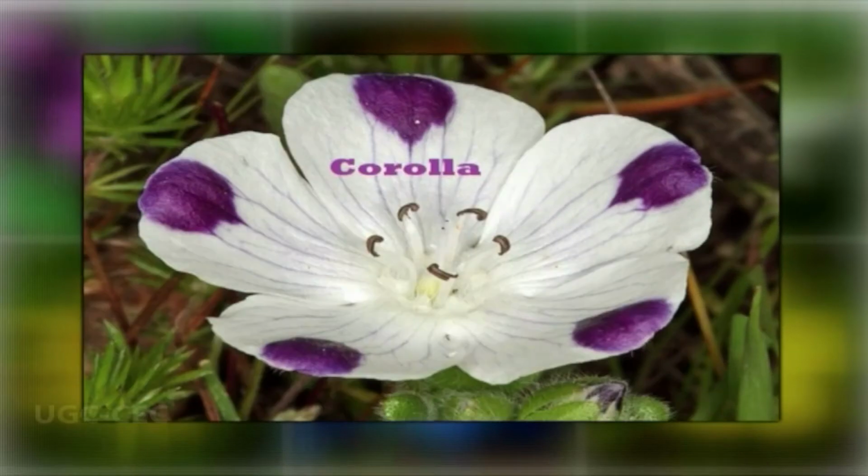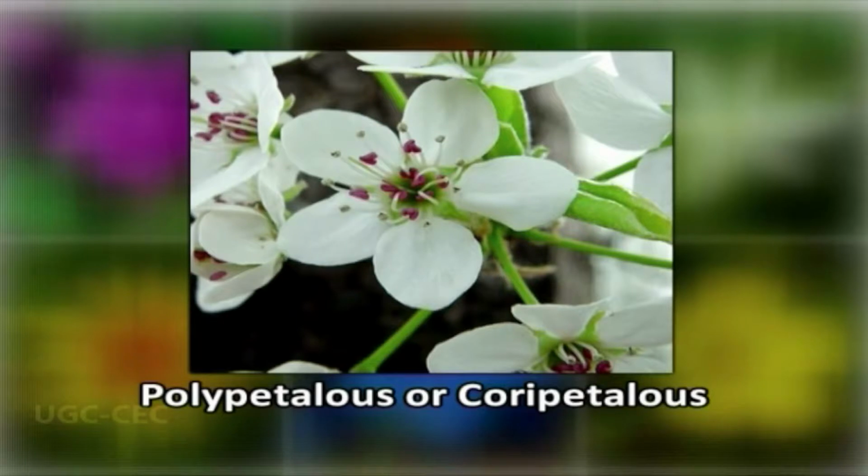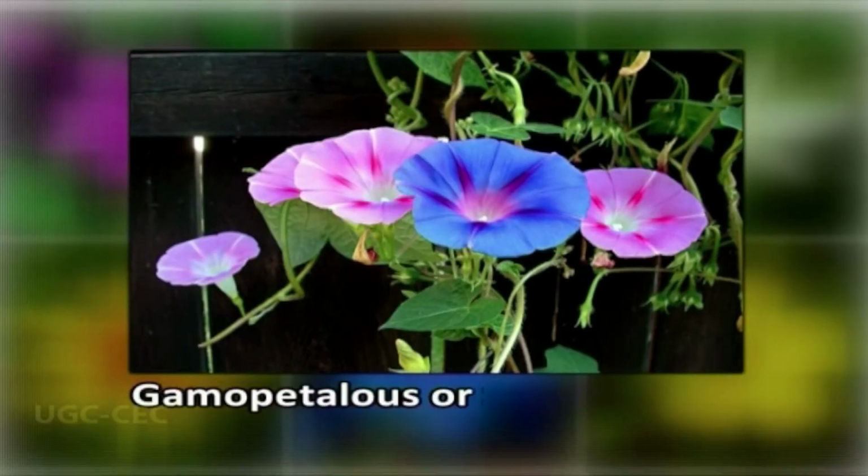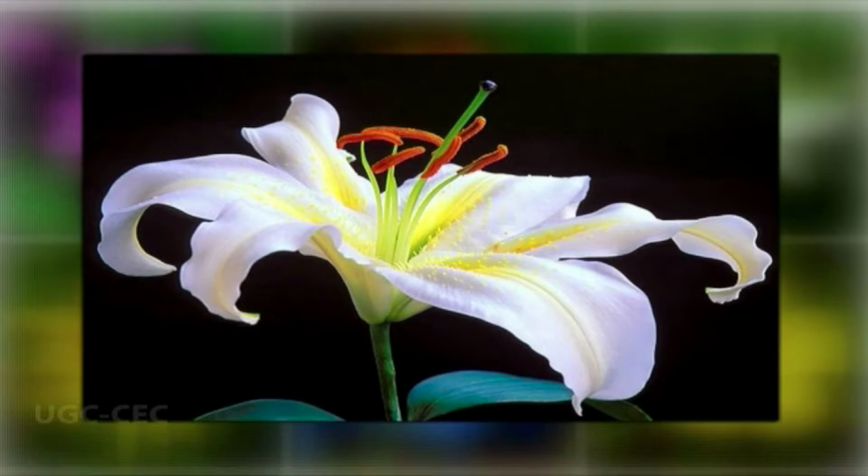Now, we come to corolla. The collective term for all the petals in a flower is called corolla. If the petals are free from one another in the corolla, the flower is called polypetalous or choripetalous, and if they show any degree of fusion in the corolla, it is called gamopetalous or sympetalous. They often are brightly colored or unusually shaped to attract pollinators. When the petals and sepals of a flower look similar and it is not possible to distinguish them, they are termed as tepals.